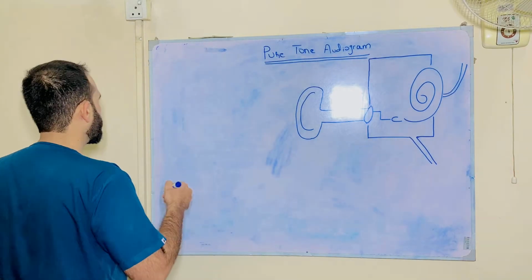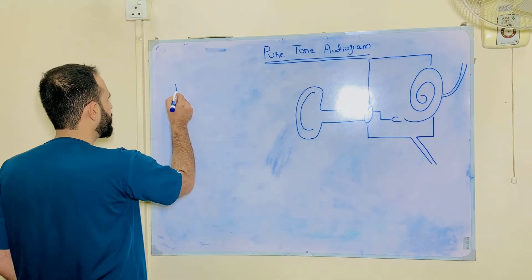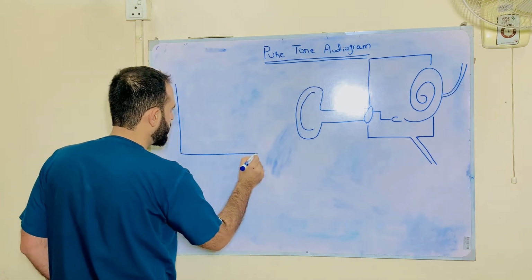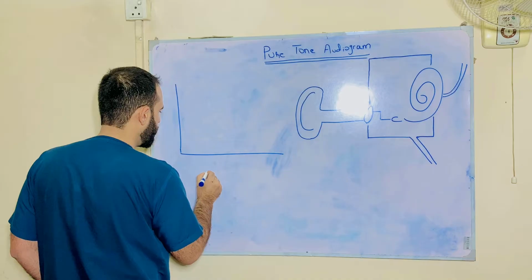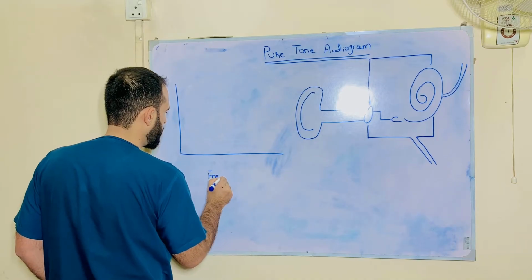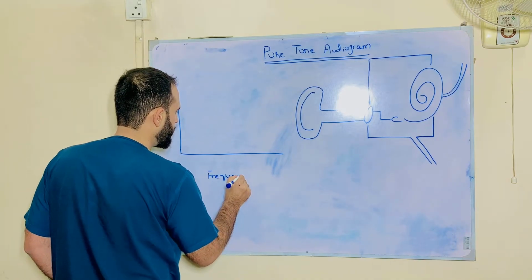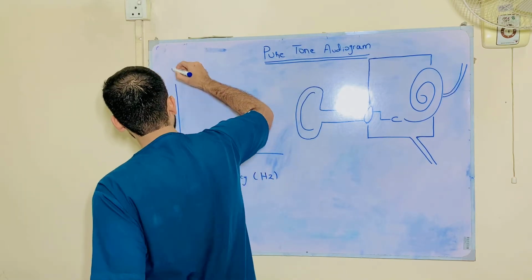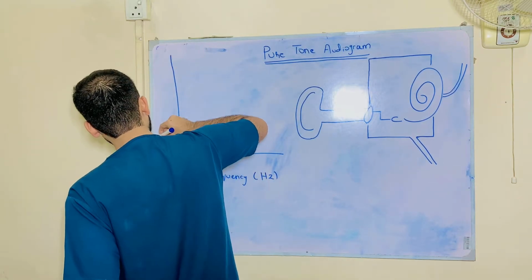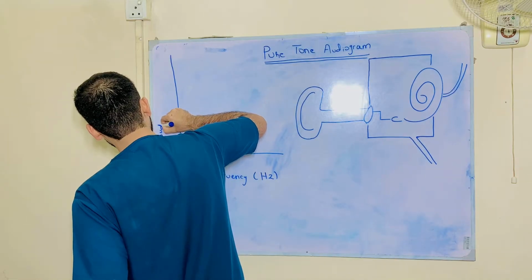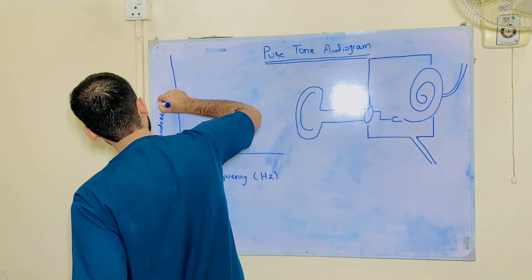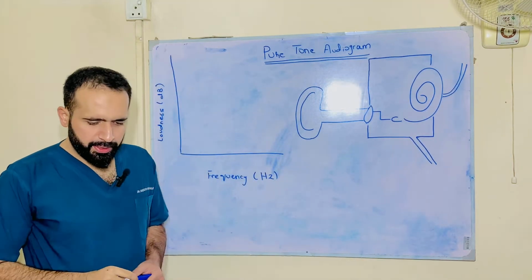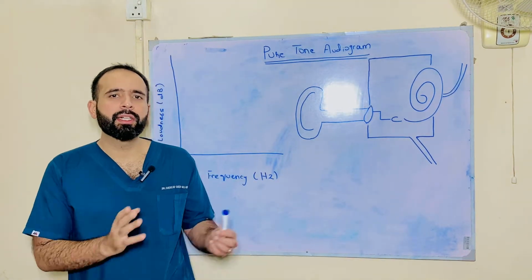So a pure tone audiogram is basically a graph between two fundamental things in audiology. The first one is frequency, the unit for which is hertz, and the other one is loudness, the unit for which is decibels. Now, what is the difference between frequency and loudness?